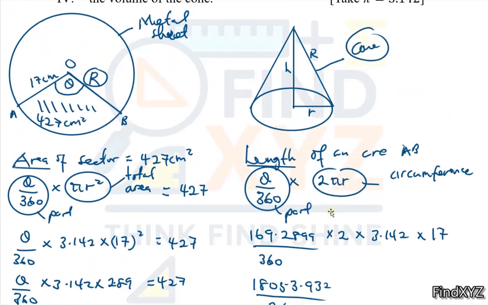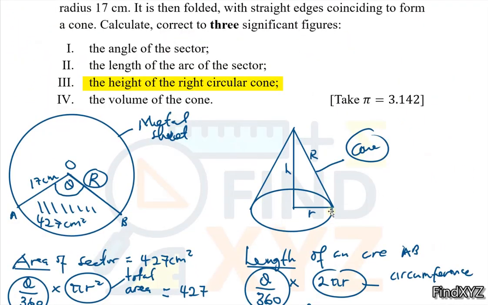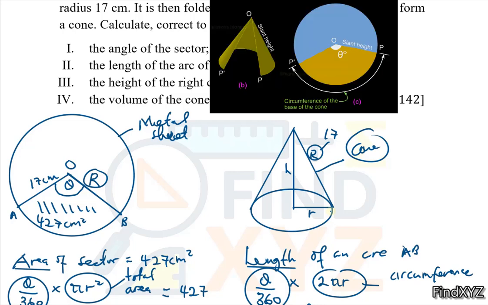Then to the third part of the problem, the height of the right circular cone. We know this length to be 17 centimeters. We don't know the height, we don't know the radius. For us to know the height, we first need to find the radius. But do you remember I told you that this arc that we folded to form this cone, the arc length will be the same as the circumference of the cone, because we'll fold this sector to form this cone. So it means that the circular base is the same as the length of the arc. We are going to use that principle to help us find the radius of the circular cone. Then once we are certain on the radius, we can use those two lengths to find the height of the cone. So let's do that.